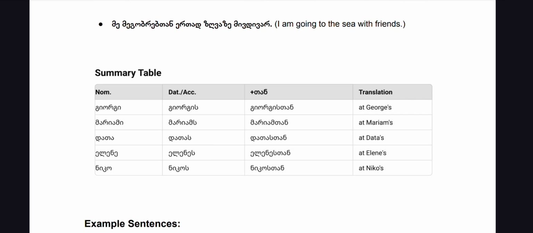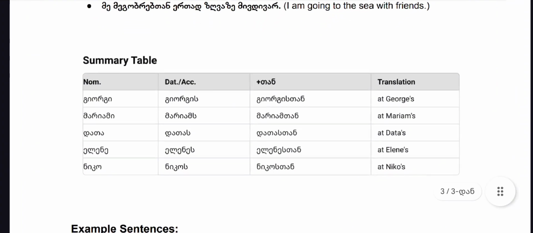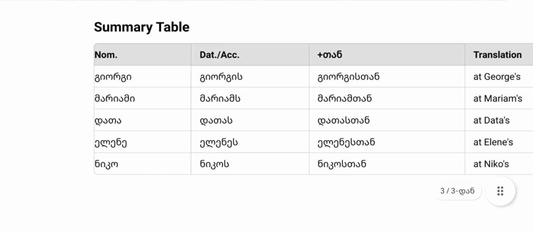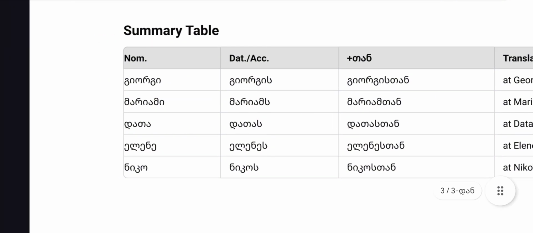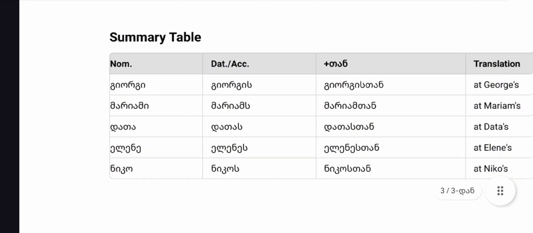Now let's see some of those names in dative case and then how we would add tan to it. Georgi, in dative case, it's Georgis. And you may wonder why, because if it ends with E, normally you just have to add s and drop E. But in the case of Georgi, the original name is Georgi and we don't have any right to change it. So we have to say Georgis and then Georgistan.